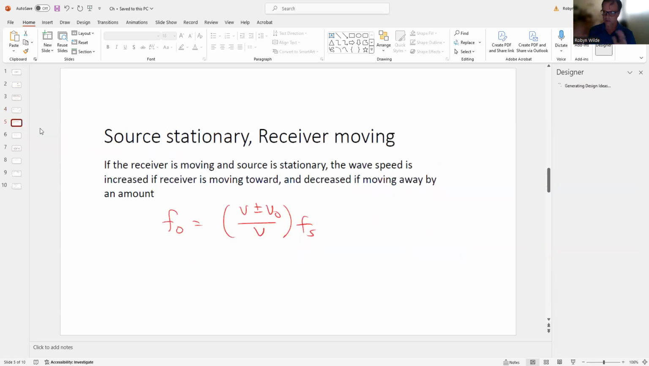So I'm not going to go through that derivation. I'll put it here at the end. But just to summarize, this is the situation. If the receiver is moving and the source is stationary, the wave speed is increased if the receiver is moving toward and decreased if moving away. Now, I didn't put the amount, I just put the Doppler shift equation, right? So it's going to be sped up or slowed down, and I will put those equations later. The main thing I wanted to point out is the actual equations we have here.